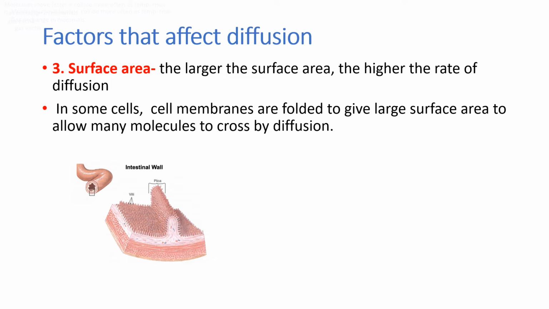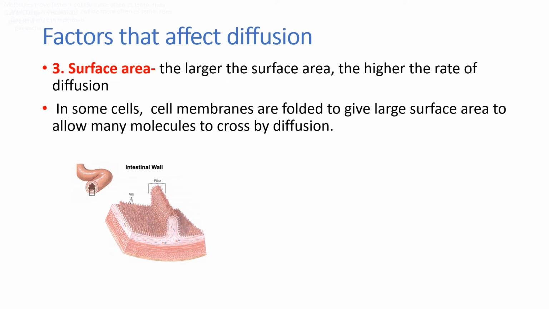The first one is the surface area in the intestinal wall. The small intestine is the place where the digested nutrients are absorbed. So the small intestine always has a larger surface area by having folds as well as villi and microvilli.